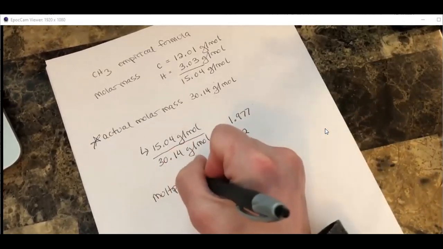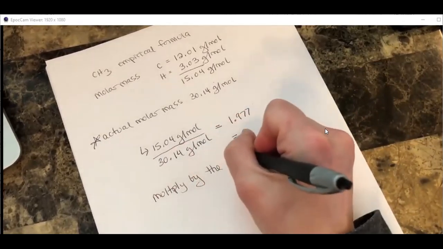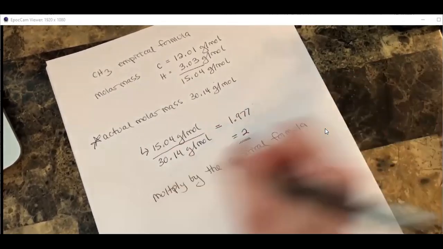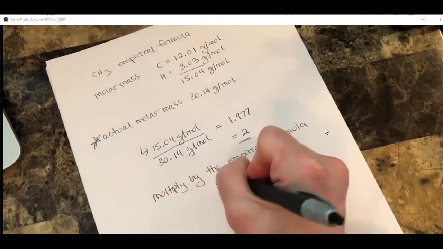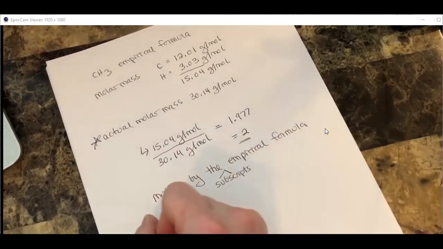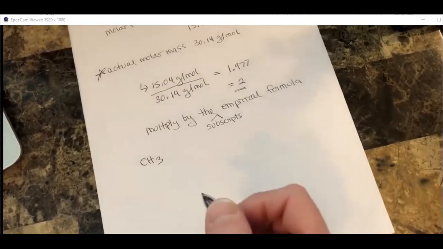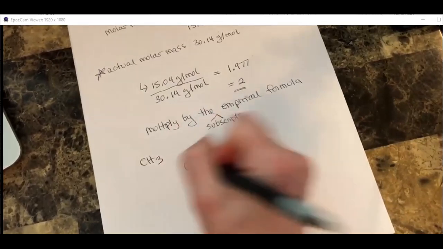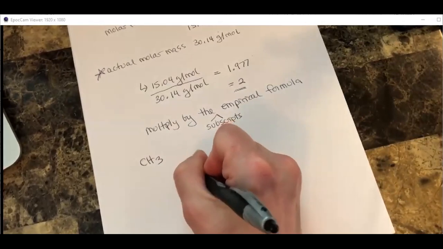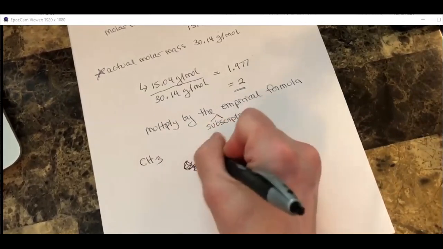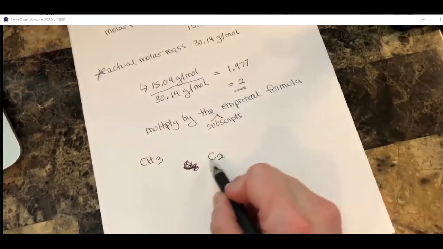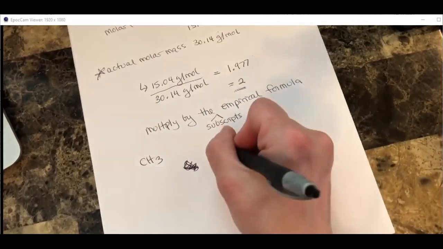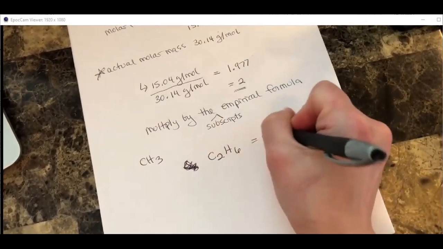You multiply it by the subscripts in the empirical formula. So we have CH3, right? We're taking this number 2. C has an invisible 1, so C times the invisible 1 times 2 is going to be C3. No, it's not. It's going to be C2. I added. Don't add. Do what I do. So it's C2. And then you've got your H3 times 2, which is going to be H6. So this is what your molecular formula should be.